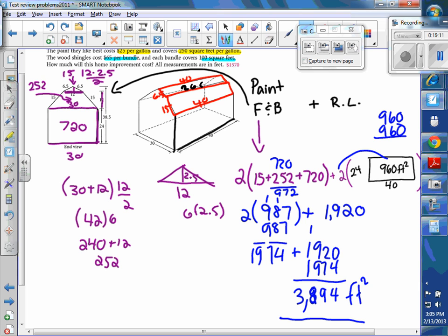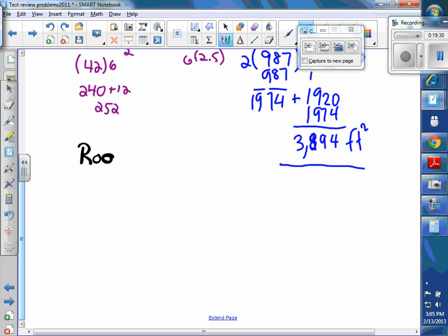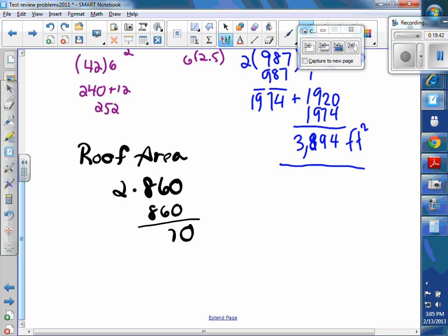Is that right? You guys looking at my numbers? And this is 600. So add those together and double them. That's 860. So the roof area is 2 times 860, 1,720 feet squared.